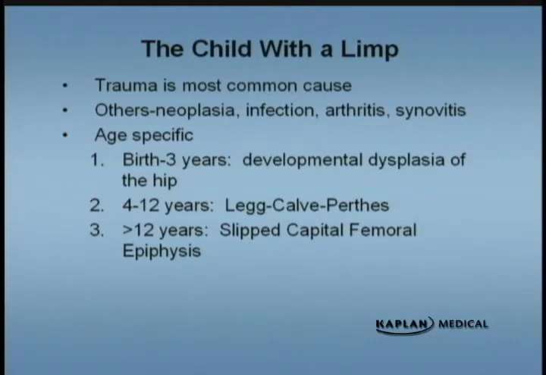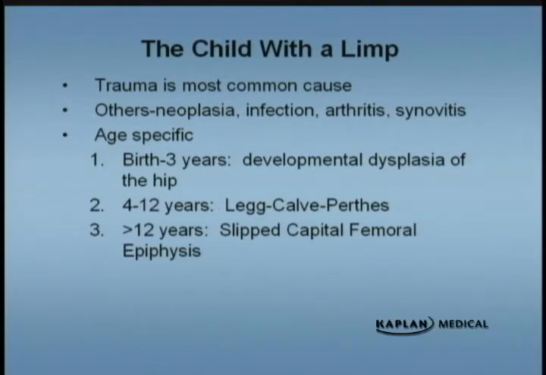Other causes include neoplasms, infections such as osteomyelitis, arthritis, like septic arthritis, and toxic synovitis. Always look at the age. Remember that trauma is the most common cause, but now look at the age, and we're going to discuss a couple of other causes of limping in children other than trauma, which are age-related.